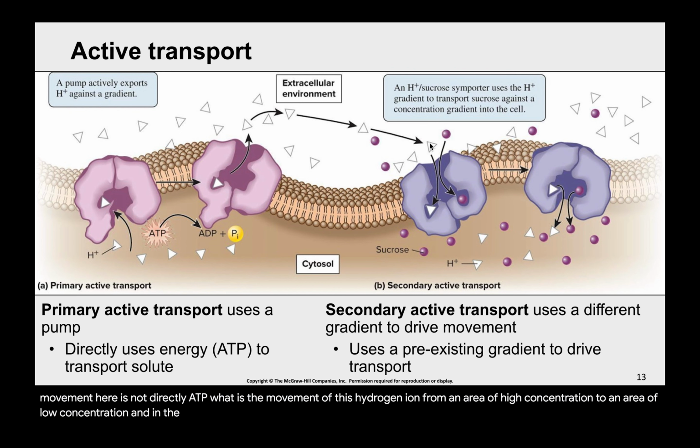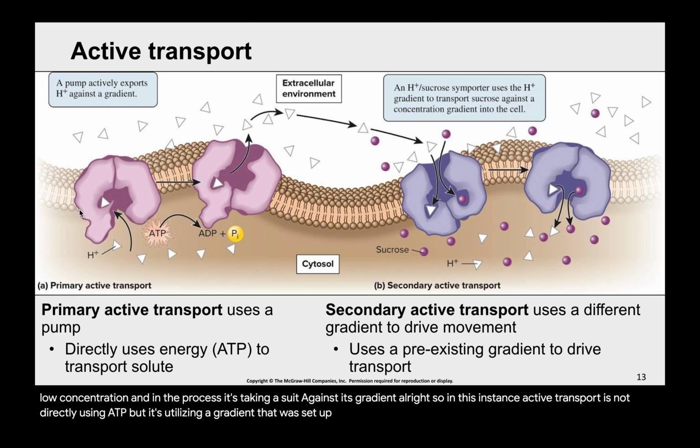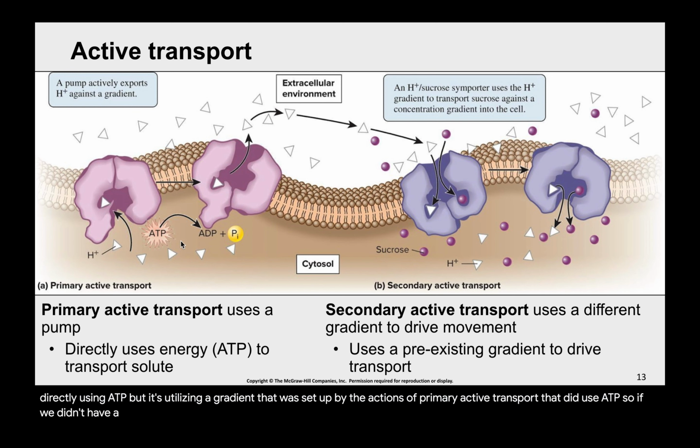And in the process, it's taking a sucrose molecule along with it and moving this sucrose molecule against its gradient, right? So in this instance, active transport is not directly using ATP, right? But it's utilizing a gradient that was set up by the actions of primary active transport that did use ATP. So if we didn't have ATP at all, right, we would not be able to use secondary active transport.